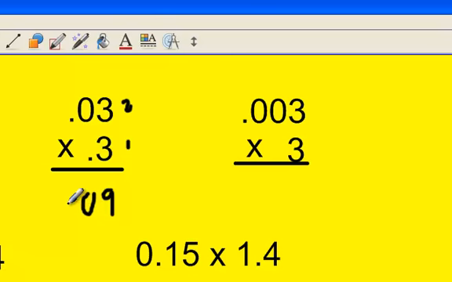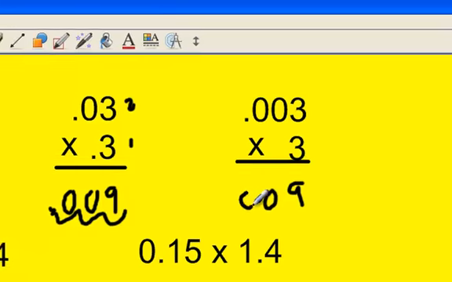We get not just 1 zero, but 2 zeros, right? Because I started over here at 9, I moved it once, twice, and a third time to put my decimal right there. 0.009, or 9 thousandths. And again, we have 3 times 3 is 9 here. And then the 3 times 0 and 3 times 0 is just 0 and 0, right? So I could put those in there.